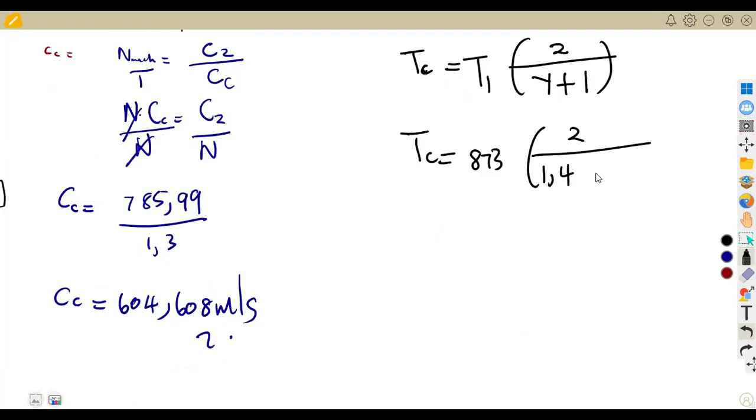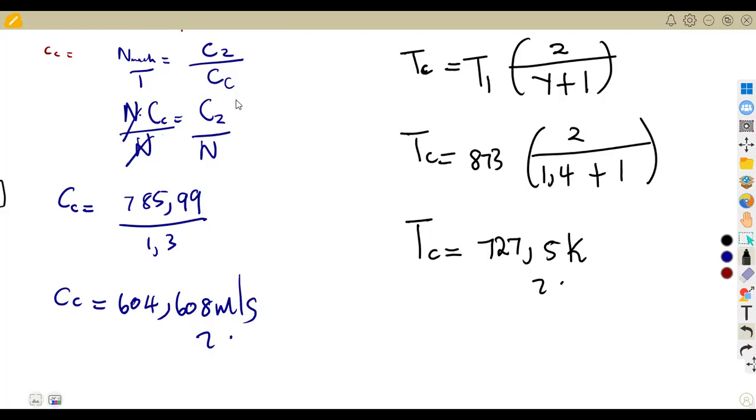So that's 1.4 plus 1. You take from the information that you are given. So this is going to give us TC, which is 727.5 Kelvin. All right, so this is how we could have calculated the temperature that is affecting at the throat.